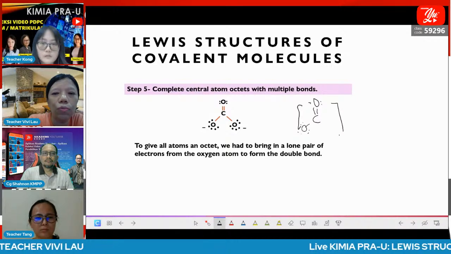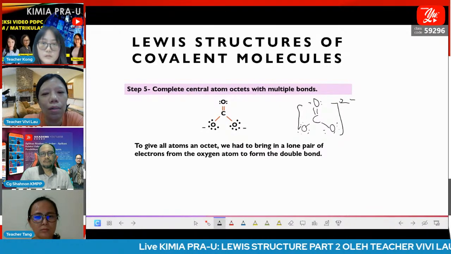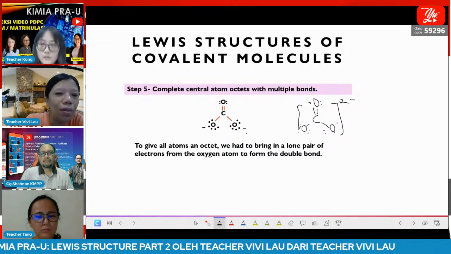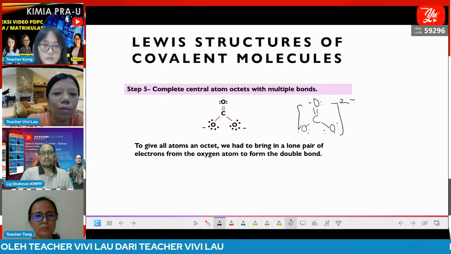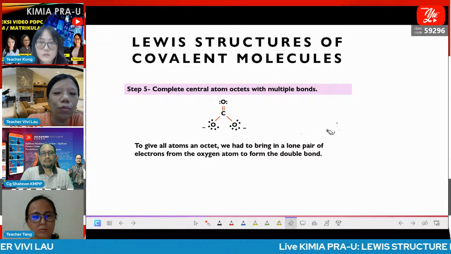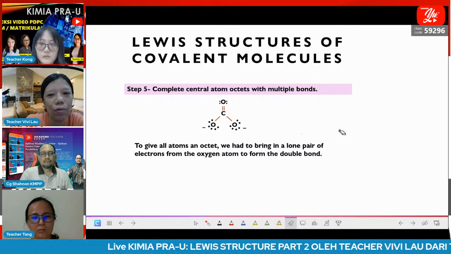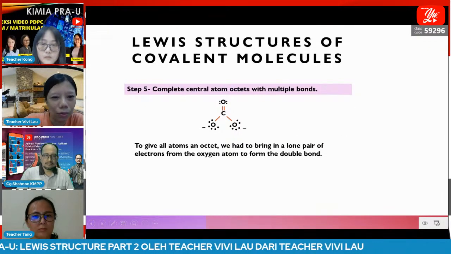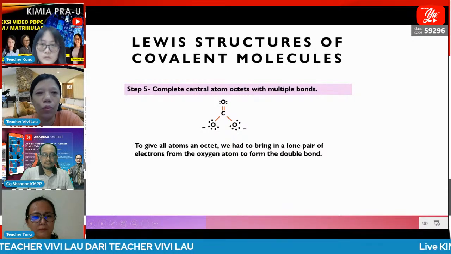Writing brackets with the charge outside, the examiner wants you to show the negative charge at the atom. So you don't write this one. This one I erase. So this is the Lewis structure. The Lewis structure must show all the valence electrons as dots, not crosses. These are the steps to determine the Lewis structure.